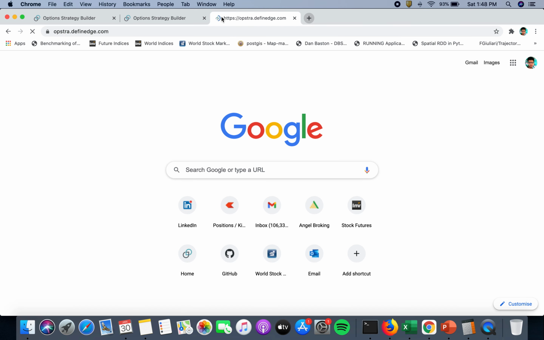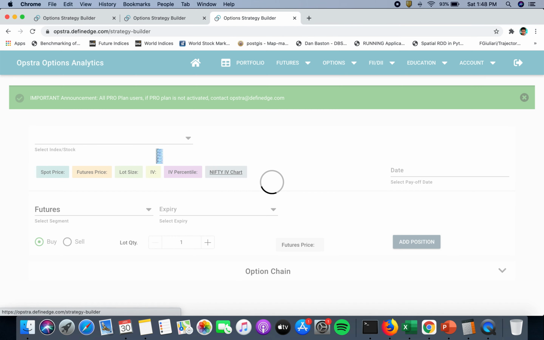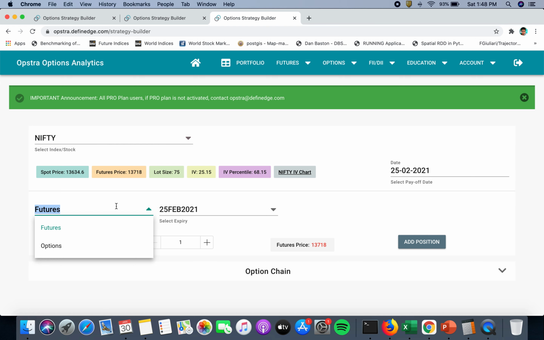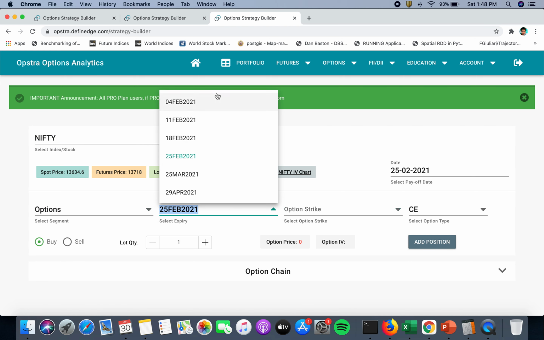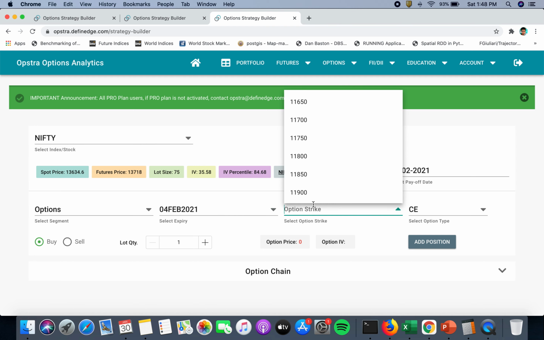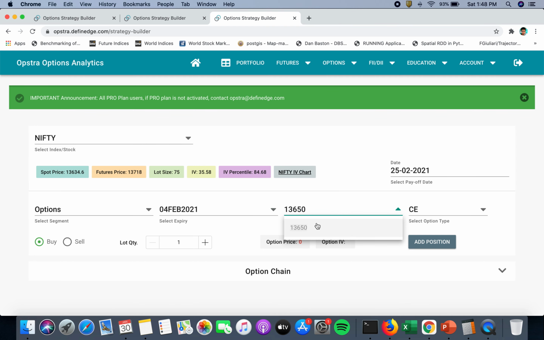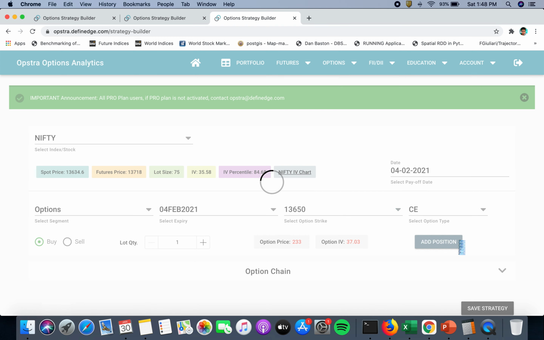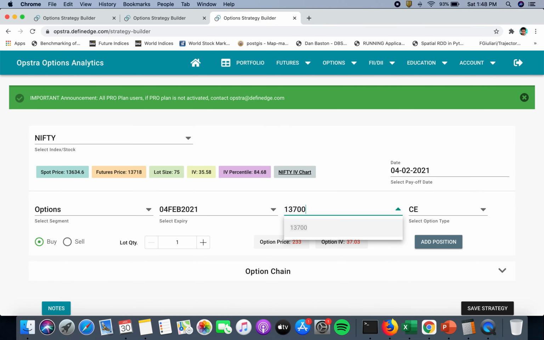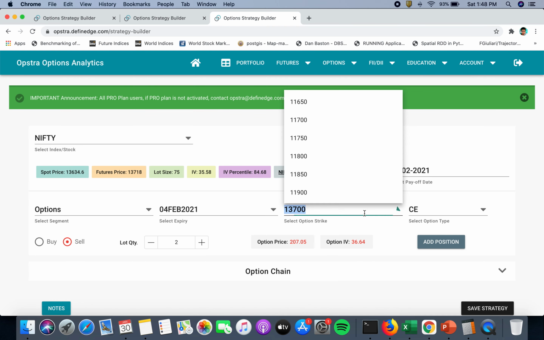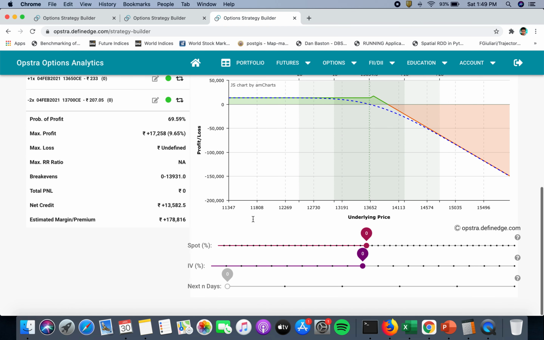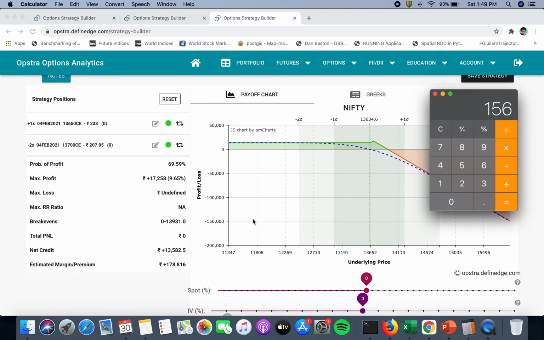So let's quickly design a broken wing butterfly on the call side, which again assumes that you have a slightly neutral view with a slightly negative bias. Again, considering the 4th Feb expiry, we'll do the same thing. The first thing that you need to do is buy one call option of 13650. Again, this time we'll go 50 points above it and sell two call options of 13700. And now we'll first see how much premium we have collected so far. So we have sold two call options, so we have 207 into 2, which is 414, minus 233.